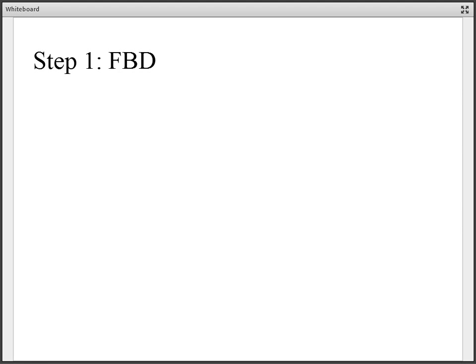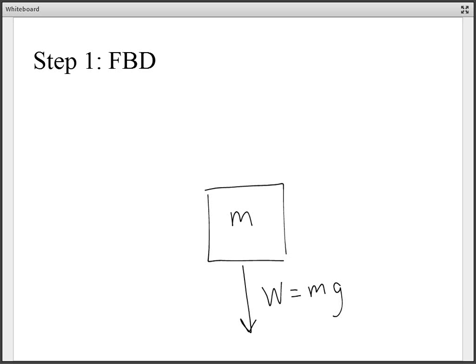So let's see. Go ahead and draw a box here, and this is going to represent our mass. We'll just call it M. So we have gravity in the system, so this mass has a weight. Call it W. And as always, this mass times gravity is going to give us the magnitude of our weight force.